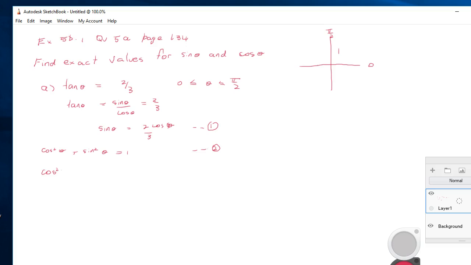So this cos squared theta stays there, plus. Now, sine squared theta actually means sine theta squared. So we're going to put 2/3 cos theta, and just to emphasise, it's all of it squared. And it equals 1.